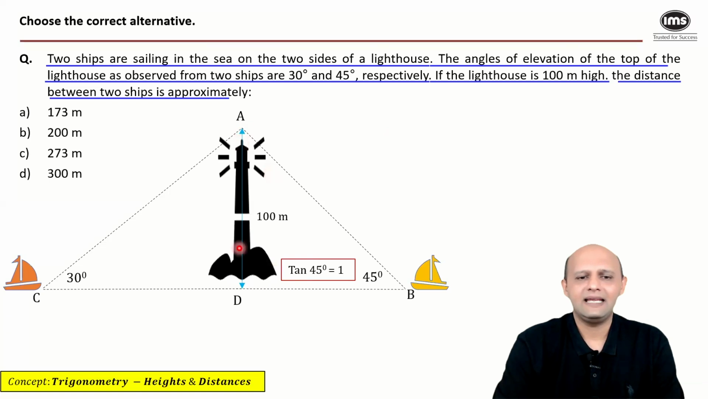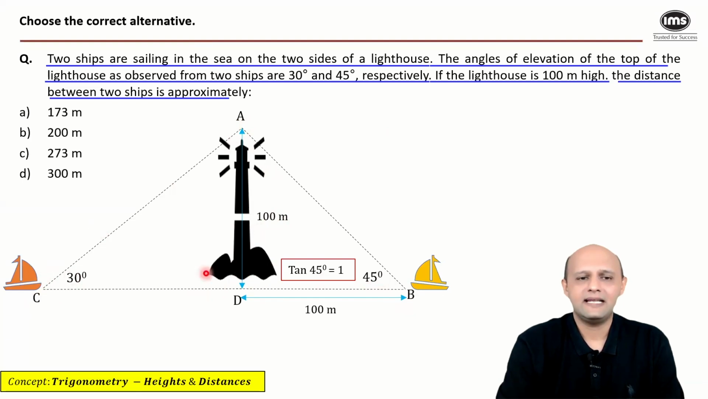If you look at the triangle ADB, tan 45 is the ratio that you already know, which is 1, which is opposite upon the base. So if AD is 100, obviously DB is going to be 100 as well, because tan 45 is 1. Now, you've calculated DB, which is a part of the solution. Now you can calculate CD from triangle ACD.